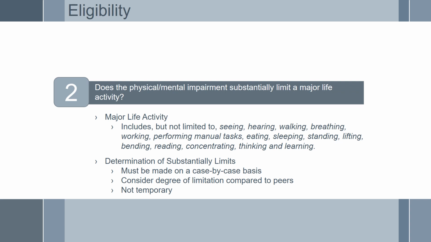The team must also consider whether the impairment is temporary. The Office of Civil Rights gives guidance that an impairment, which is anticipated to last less than 6 months, such as a broken bone, would not be considered to meet eligibility criteria for Section 504.